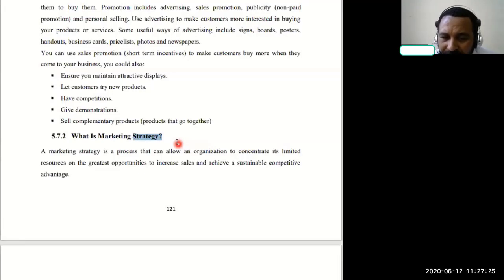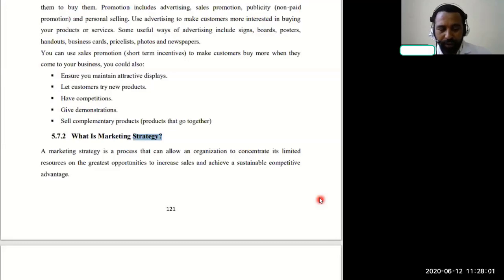So increasing the sales and achieving competitiveness, or you can achieve a sustainable competitive advantage. Competitive advantage means an advantage you get over the competitors. So marketing strategy is important to increase the sales of the organization as well as take over an advantage over the competitors. This is the marketing strategy's objective.